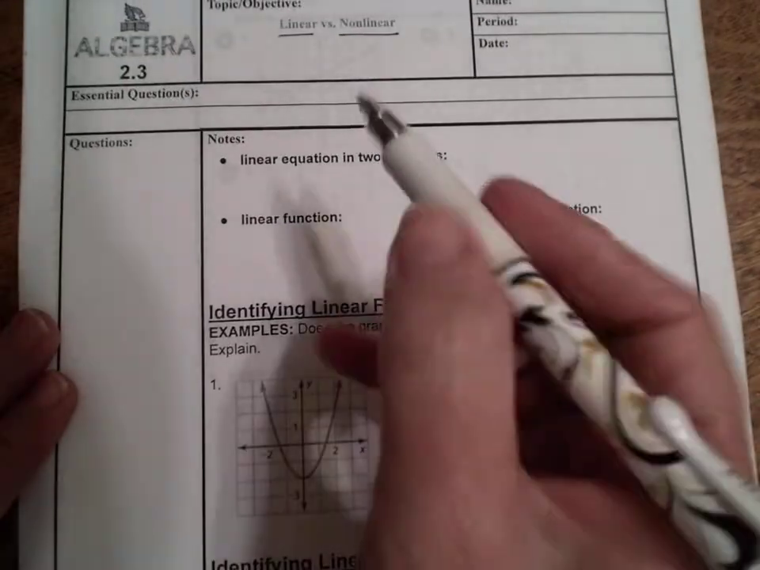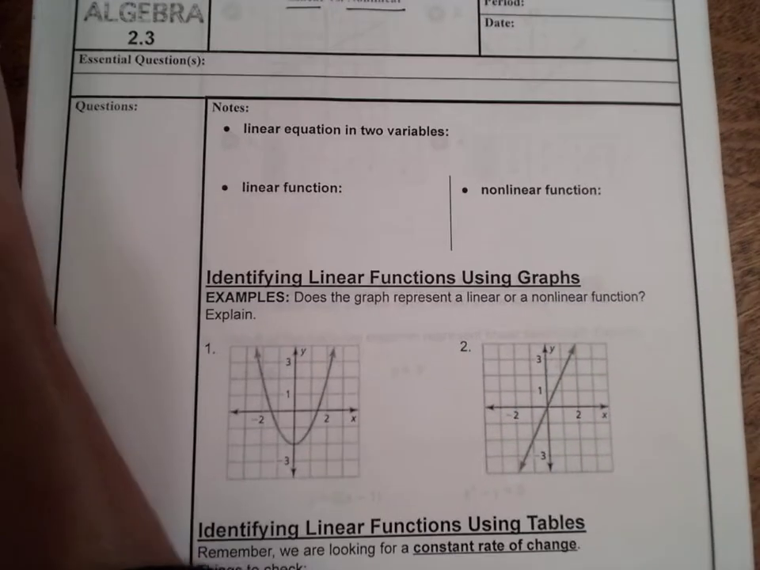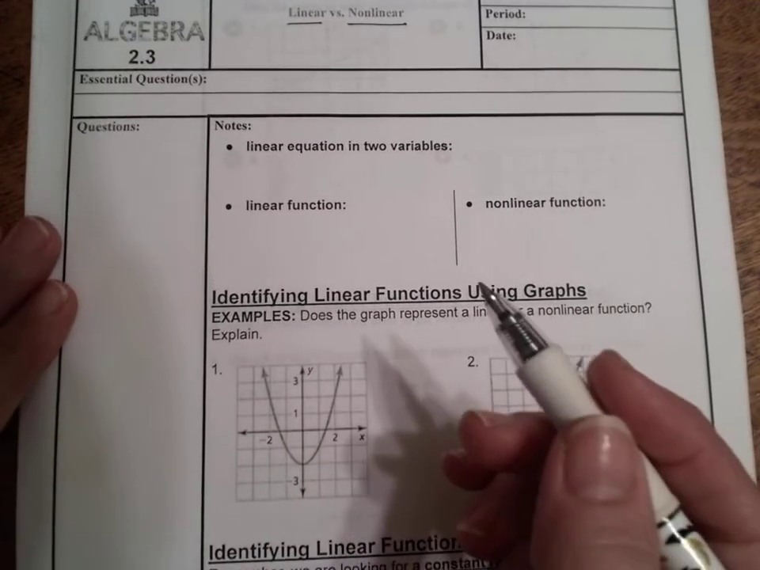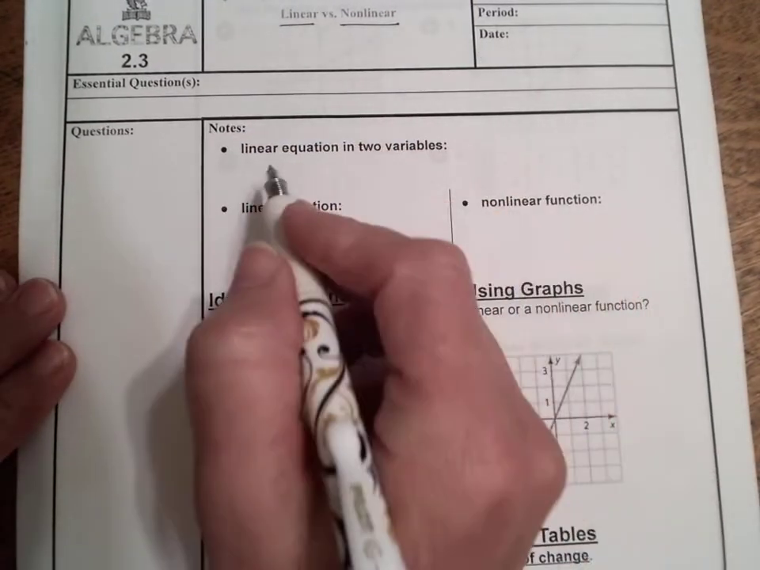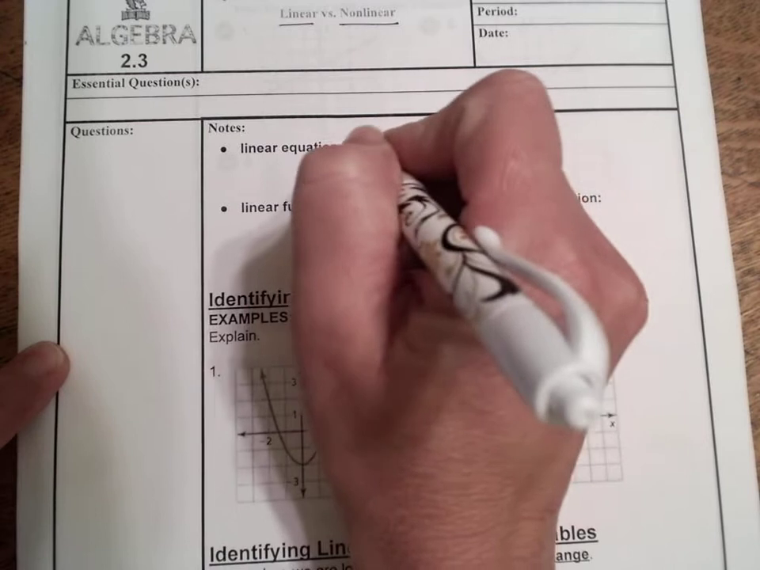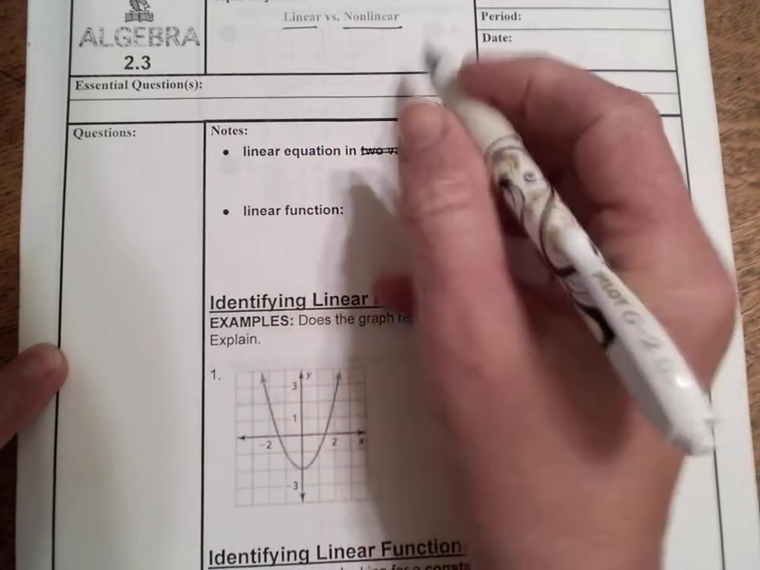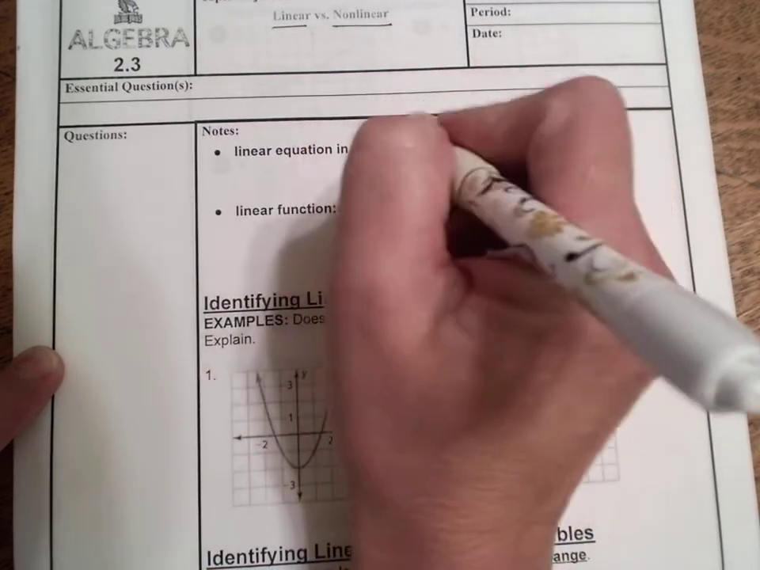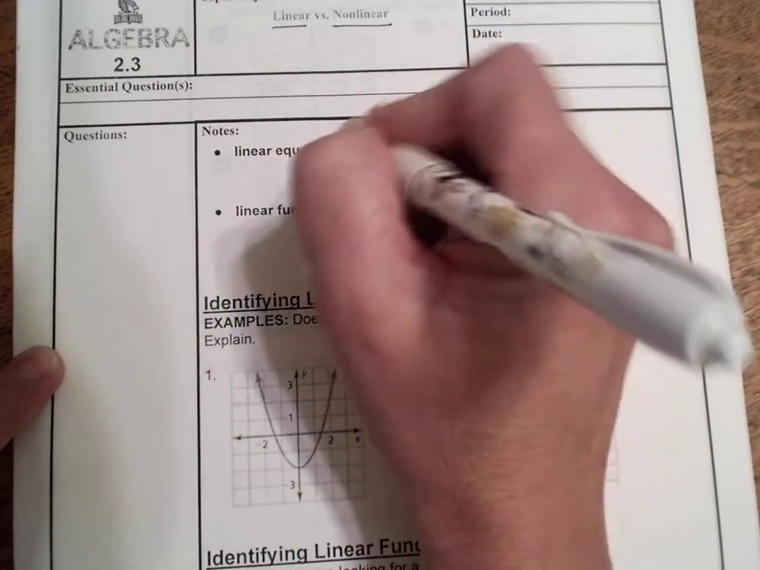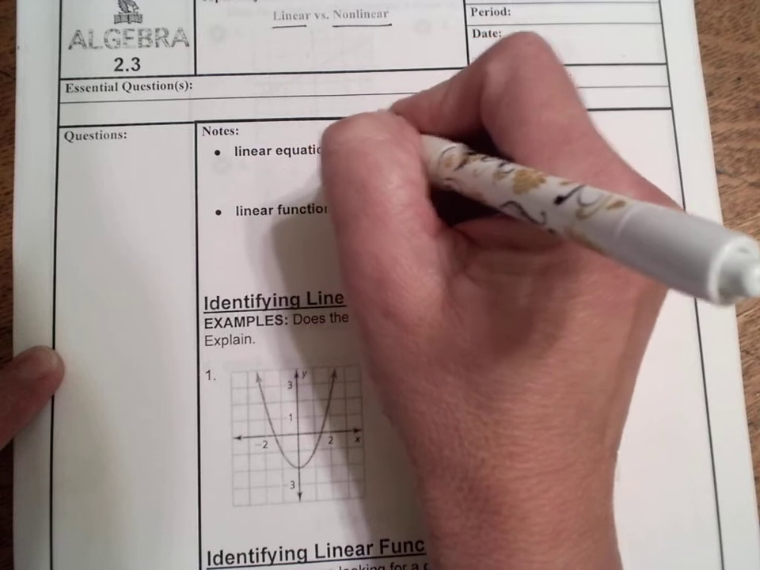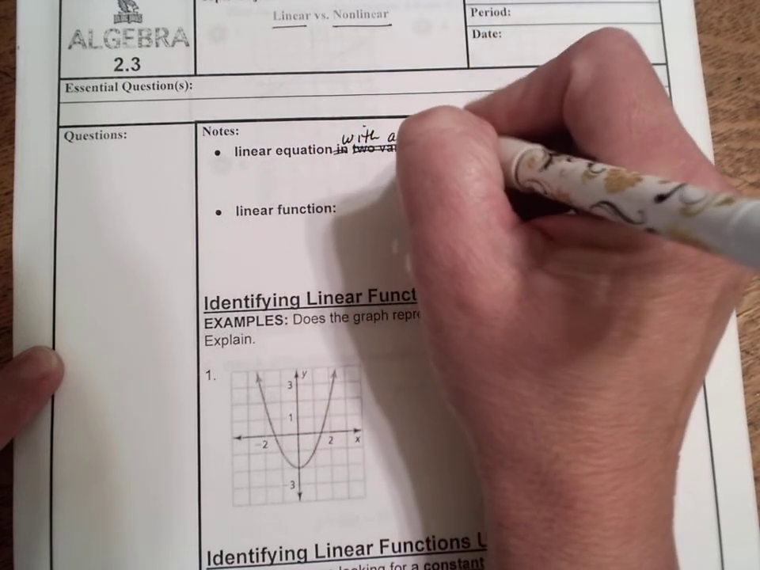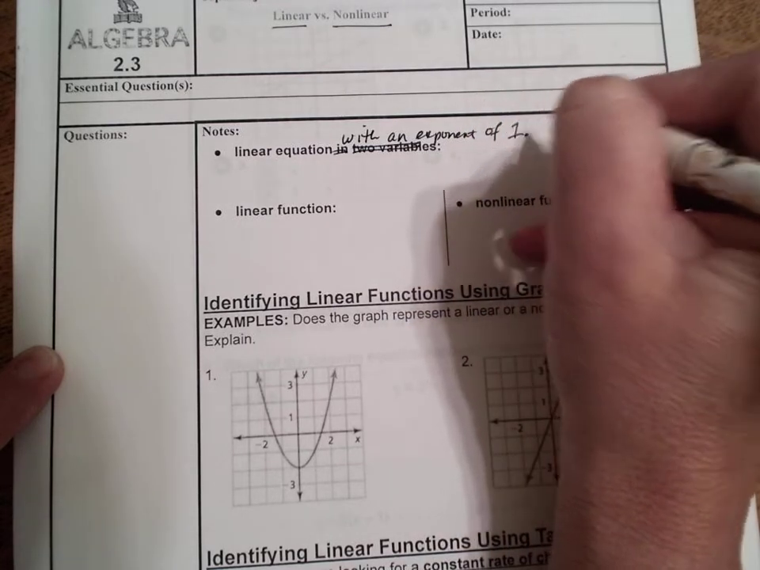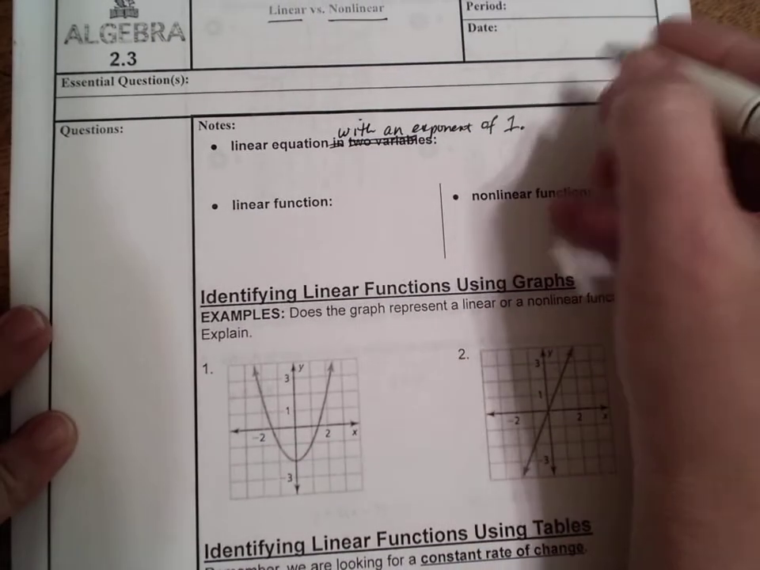I want to let you know right now we're going to change a few things because you don't know just yet about slope-intercept form. So I'm going to change this, and I'm going to just say a linear equation, not in two variables just yet, is a linear equation with an exponent of 1. Which means something like this.